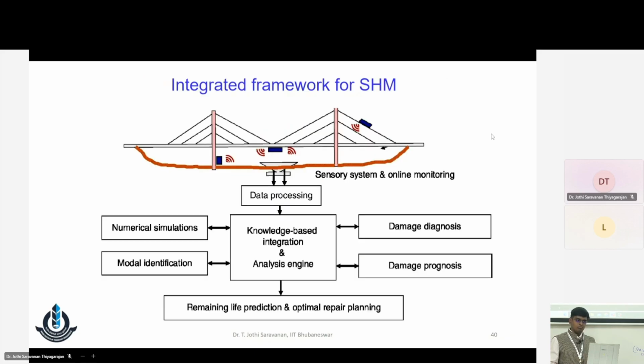Some of the frameworks most commonly utilized nowadays: you have a numerical simulation on one side, and you have data that has been collected. You compare them, do some analysis, do some diagnosis and prognosis, and try to predict the life. This is a very simple framework that we could propose for any system that we have.